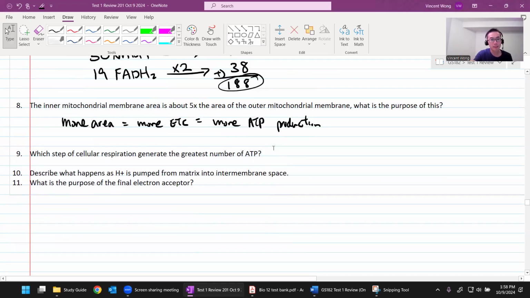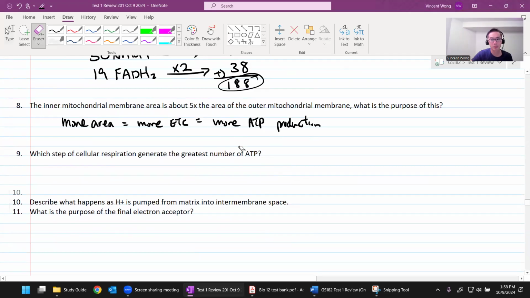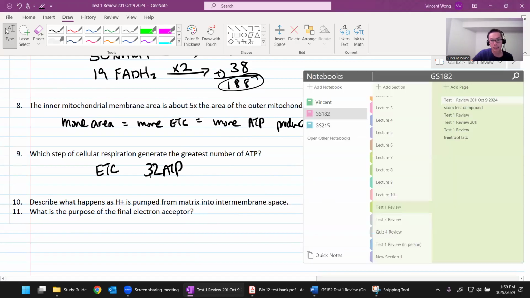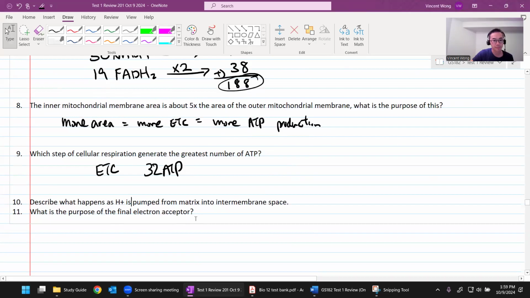Which step of cellular respiration generates the greatest number of ATP? The ETC. Right, 32 ATPs. We did a summary table last time. You can take a look. We already talked about this pumping of the H+ and coming back in. Not going to go through that again. If you need to watch the review on that, it was Monday's lecture.